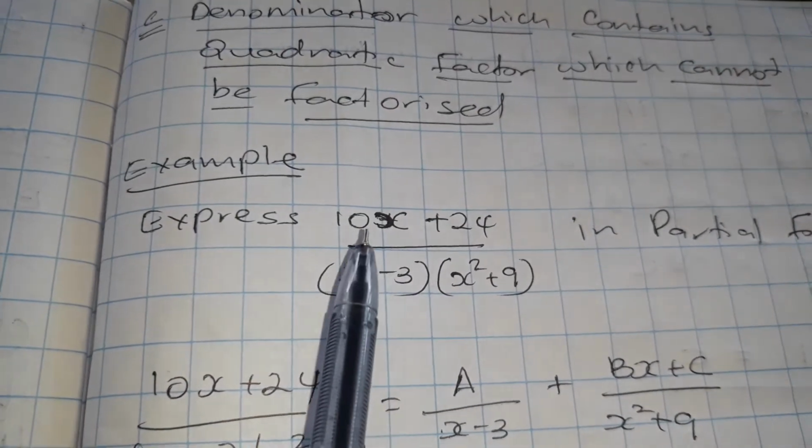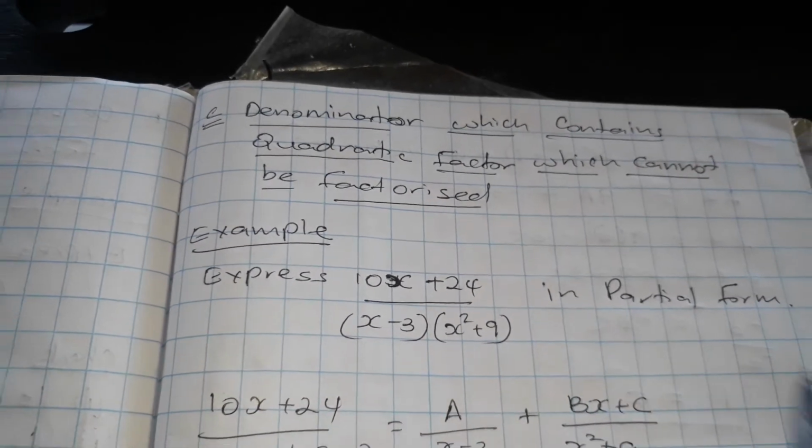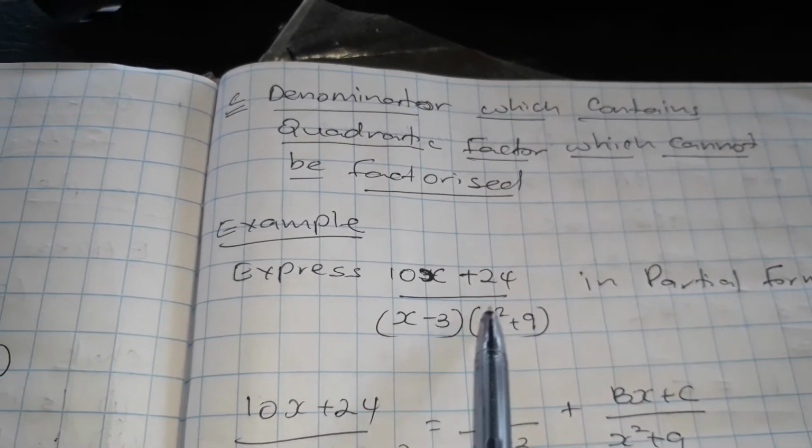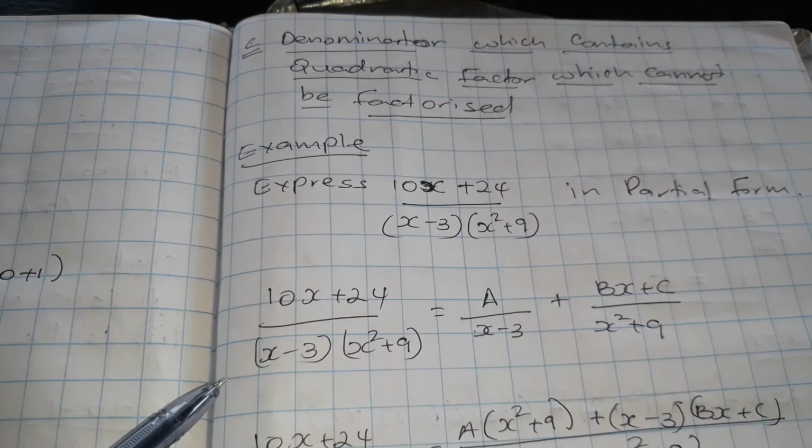For example, let's look at this. (10x + 24) over (x - 3)(x squared + 9). You can see this one we cannot factorize. Okay, so there you go.